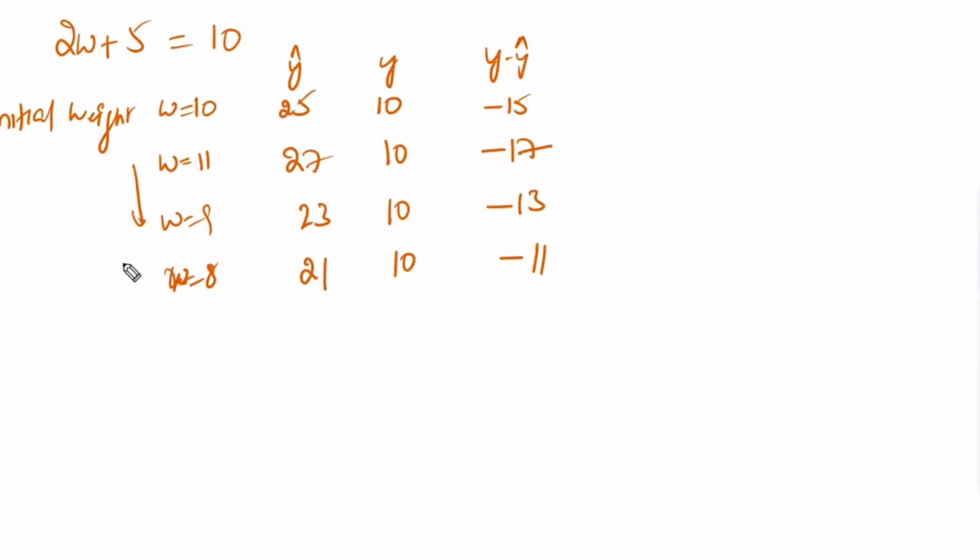Now I have to decrease the weight or increase the weight? How have you decided that you have to decrease the weight? Based on the error difference. Based on the error difference, you have decided that the weight has to be decreased. This is called back propagation: adjusting the weights based on the error.